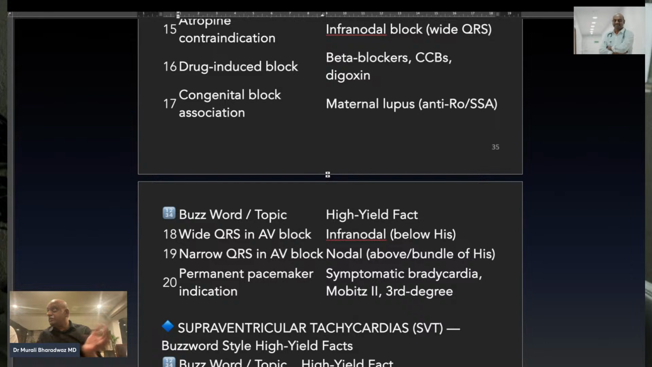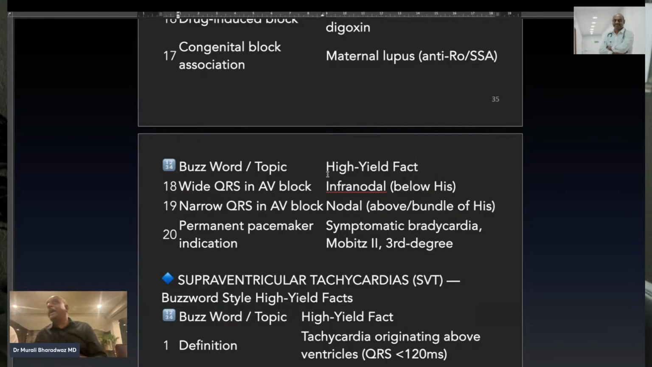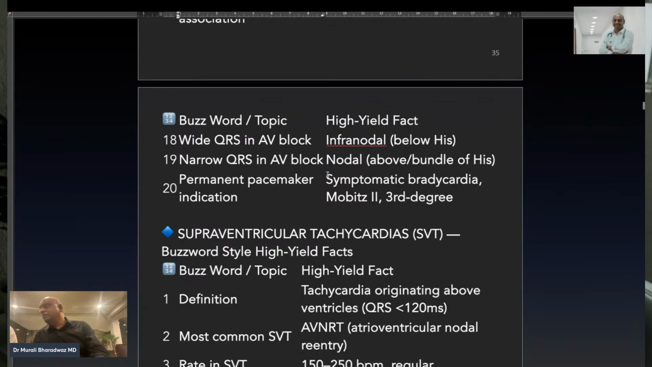Beta blockers and calcium channel blockers, which we use for treating hypertension, can also lead to a drug-induced block. That is a very common cause of the first degree heart block, which we often see in elderly people. First degree means only prolongation of the PR interval. Now, if the mother is having SLE, anti-Ro antibodies are produced, which can lead to congenital heart block.